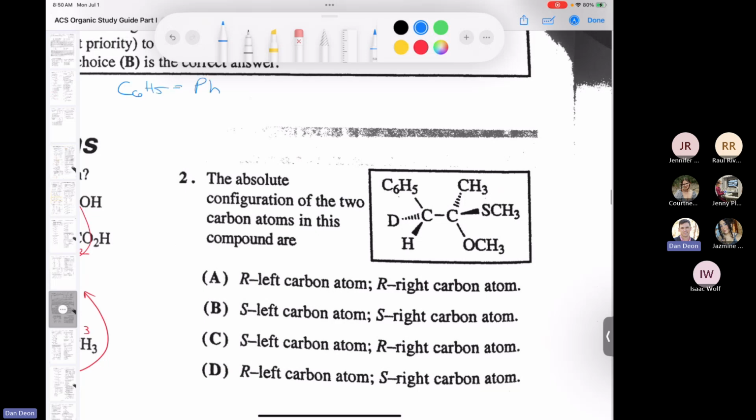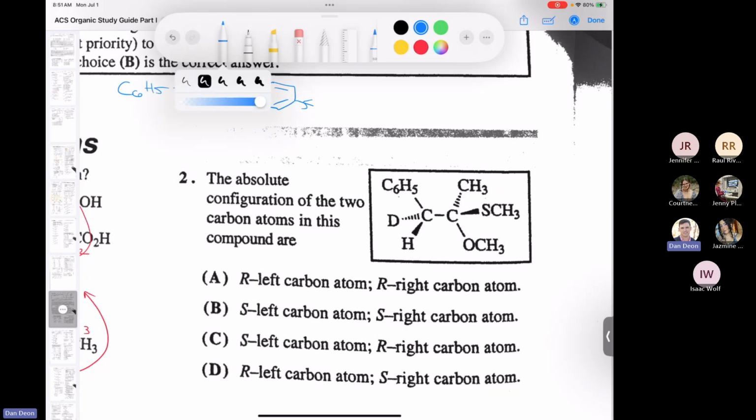Okay, C6H5 is the same thing as a phenyl, which is the same thing as this. It's just an aromatic ring as a substituent. That's what C6H5 stands for. So we're asked to determine the configuration of the 2 carbons here.